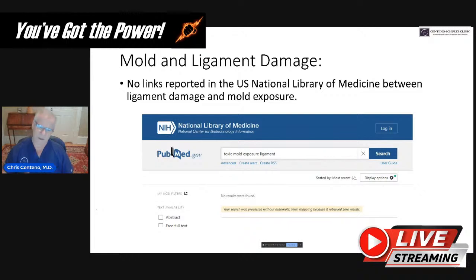And you might say, well, that's all traditional medicine stuff. Not necessarily. National Library of Medicine contains lots and lots of basic science research that is not even medical. And there's nothing in here, despite multiple different searches under mold exposure, mold, specific mold types, ligament. I couldn't find any research published on this one.